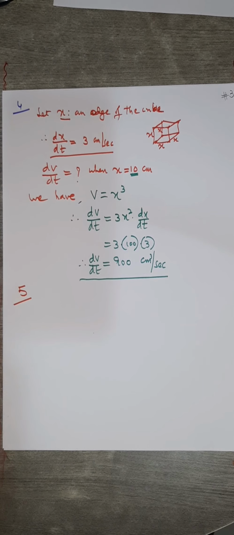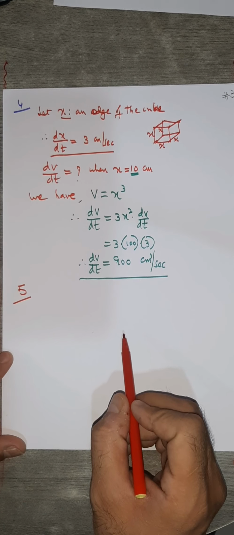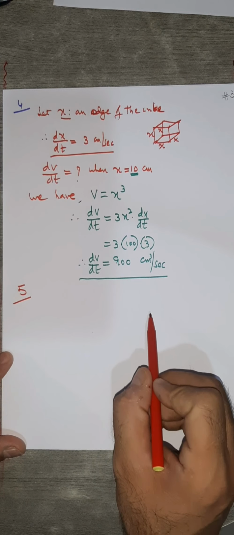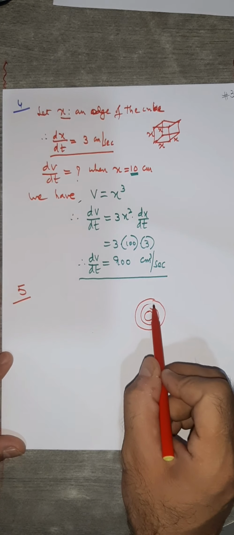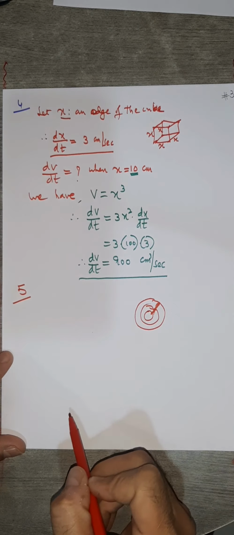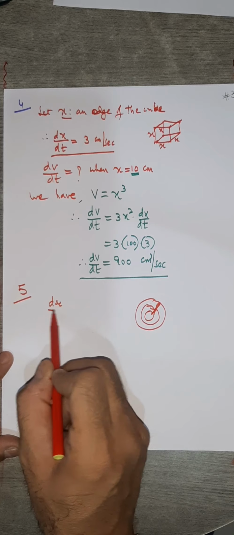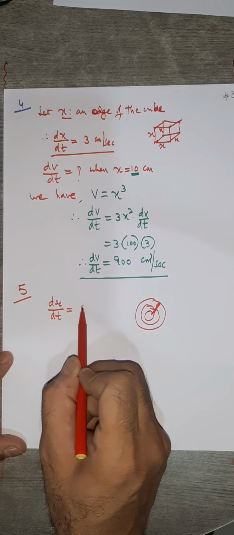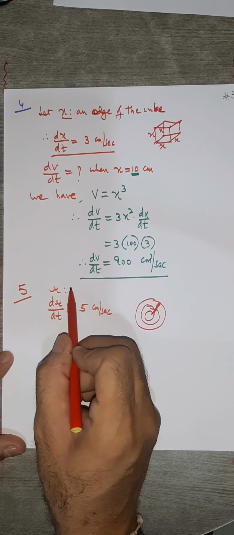Next question. A stone is dropped into a quiet lake and waves move in a circle. Acha. So there is a circle. So there is a change in what? Here one circle, second circle, and so on. There is a change in the radius, right? Once the stone is dropped into water. So change in the radius, dr by dt, is 5 centimeter per second. Okay, let me write, where r is the radius.